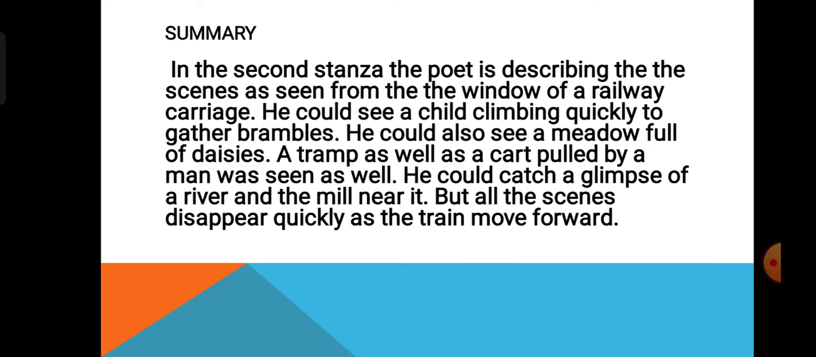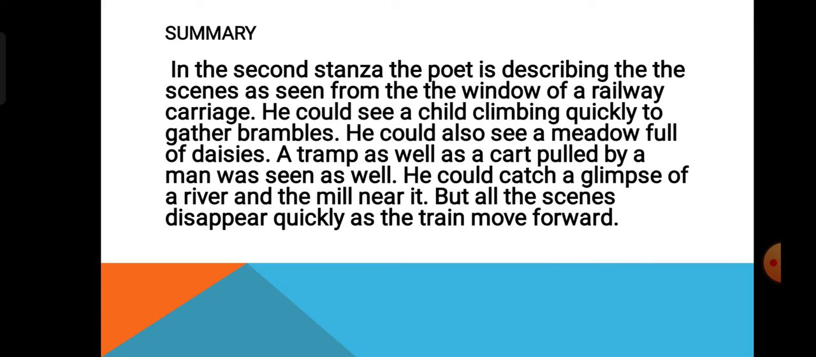Now let's move on to the summary of the second stanza. In the second stanza, the poet is describing the scenes as seen from the window of the railway carriage. He could see a child climbing quickly to gather brambles. He could also see a meadow full of daisies, a tram as well as a cart pulled by a man. He could catch a glimpse of a river and a mill near it. But all these scenes disappear quickly as the train moves forward.